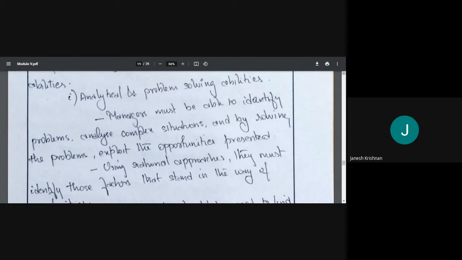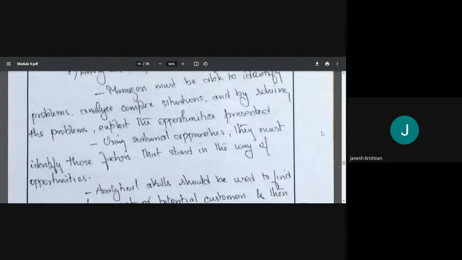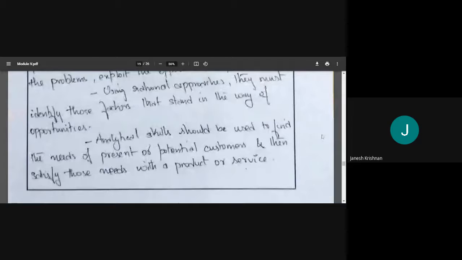But for doing this, you should use rational approaches. They must identify the factors that stand in the way of opportunities. Everything is to be rational. Using a rational approach, you can do this. Then analytical skills should be used to find the needs of present or potential customers, and then satisfy those needs with the product or service.